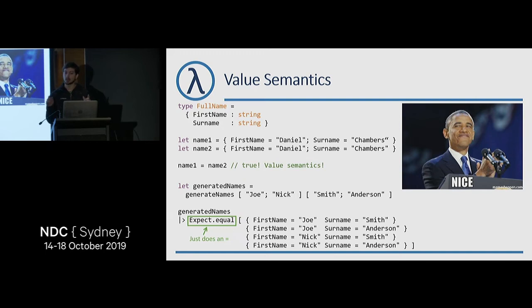F# lists, created by using those square brackets, have value semantics as well. So you can compare two lists for equality just by using equals. In other languages, you might need to assert the list length and then each item in the list, or resort to a library that does that for you. In F# and other functional languages, value semantics makes it super easy to just assert that an expected result equals an actual result in your test just by using equals, and that's it.